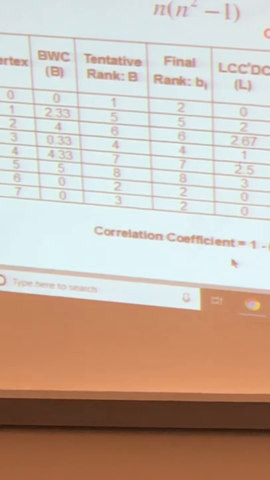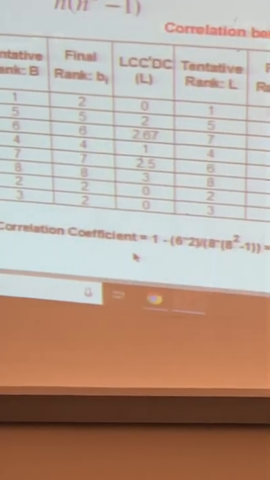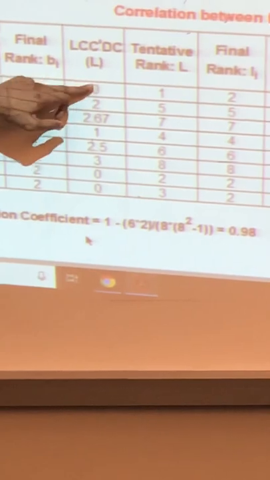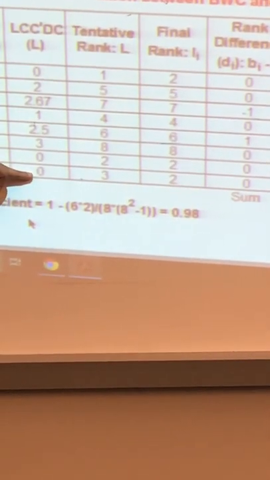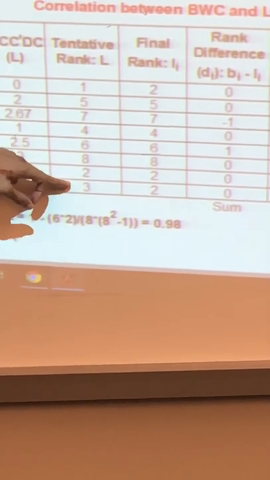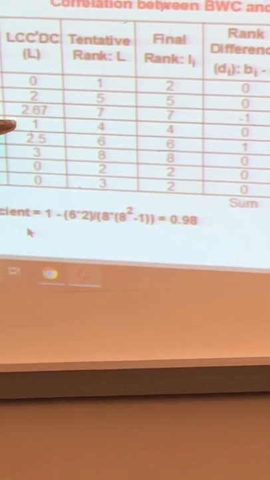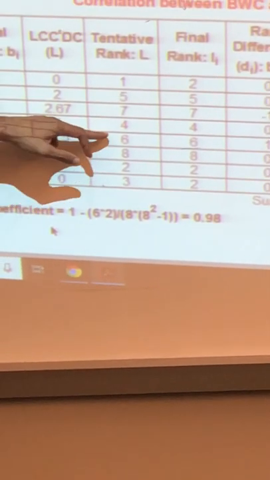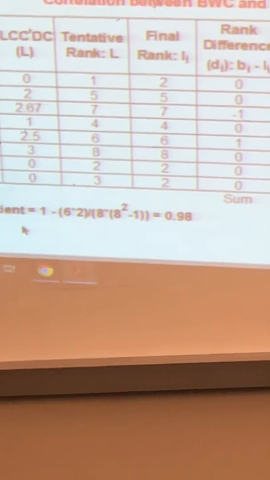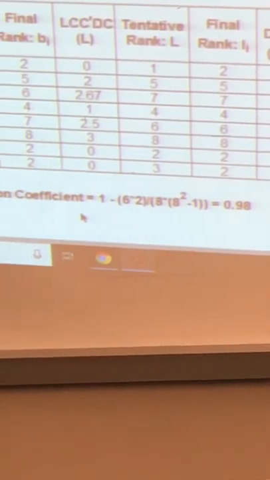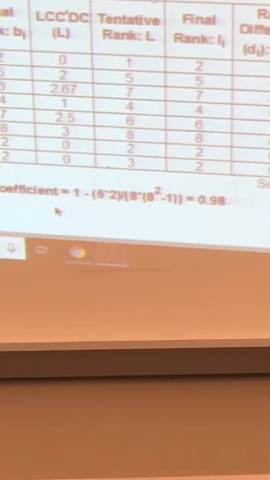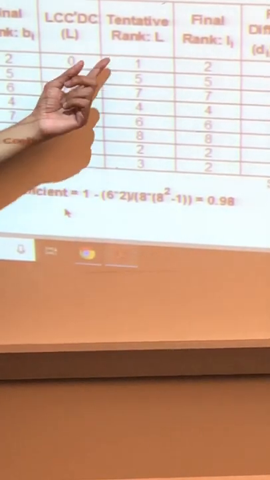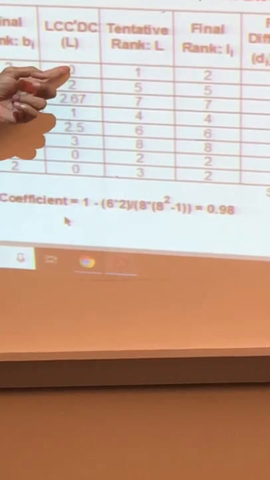Do the same thing with respect to the LCC prime DC values and obtain a final ranking of the vertices. For LCC prime DC, again you have 0, 0 and 0 as the value for these 3 vertices, so the tentative rank is 1, 2 and 3. Then you have 1, that is rank 4. Then 2, that is rank 5. Then 2.5, rank 6. Then 2.67, rank 7. And 3, rank 8. That is the tentative rank of the vertices based on LCC prime DC. Again compute the final ranking based on this tentative ranking. There was again a tie between these 3 vertices.